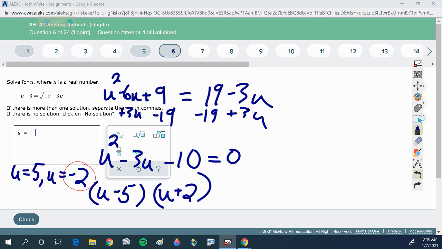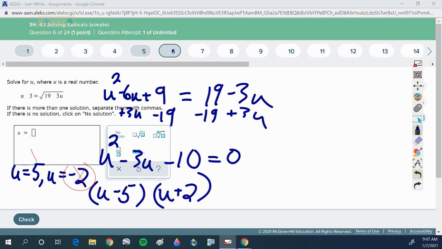Should I just go ahead and throw that out because it's negative? No. We have to look back at the original. And we have to plug it in. If I stick in a 5, am I okay? Yes, because 5 minus 3 is positive 2. Can a square root equal positive 2? Yes. Okay. If I plug a negative in there, negative 2 minus 3 equals negative 5. Can a square root be negative 5? No, so I throw that one away.